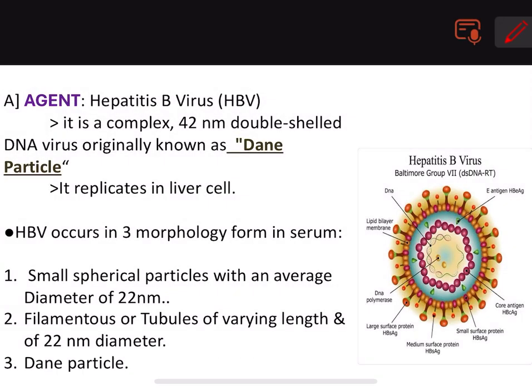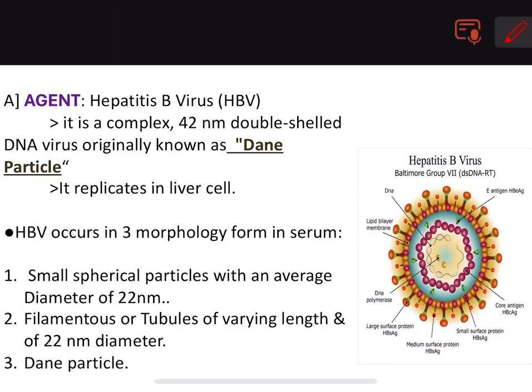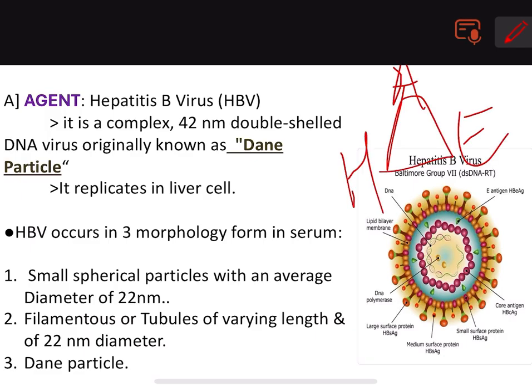Okay, and then we discussed about the problem statement, the high endemic areas, intermediate areas and the very low areas. That was about the problem statement. Now we are moving further to the epidemiological determinants. To begin with, we have agent factor, host factor and environmental factor. The triad, right? Agent factor, host factor and environmental factor. Let us discuss about the agent factor now.